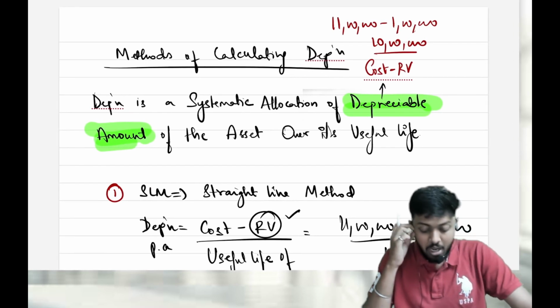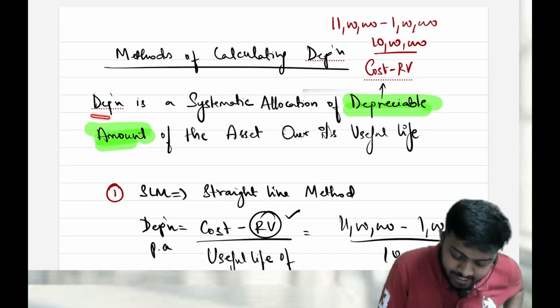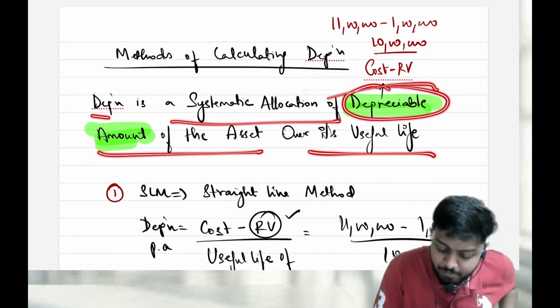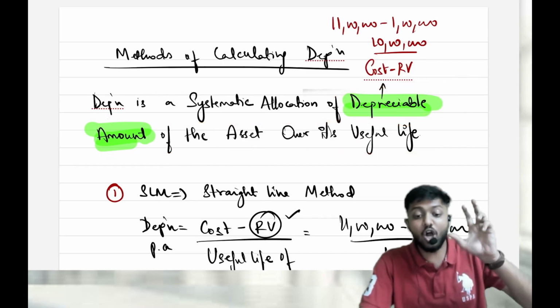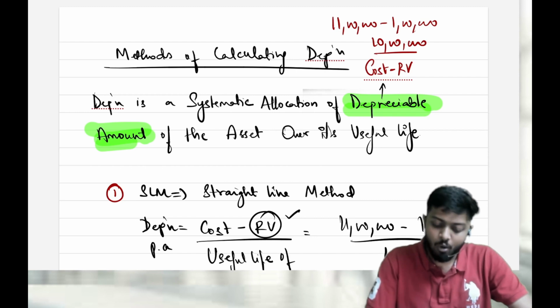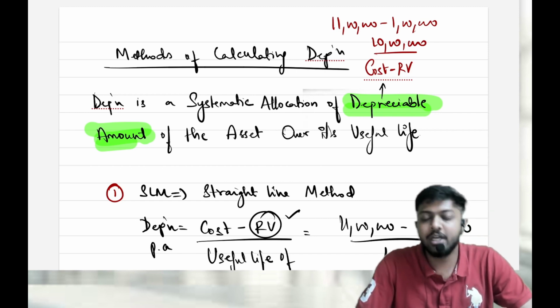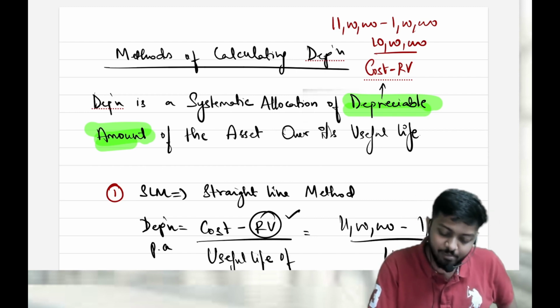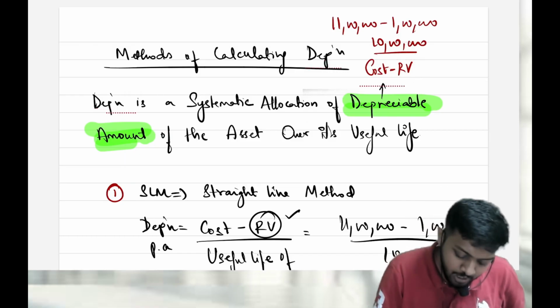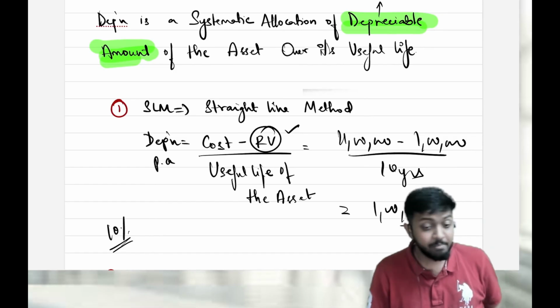Now, we already read that depreciation is a systematic allocation of the depreciable amount of the asset over its useful life. What is the depreciable amount? Depreciable amount is the cost of the asset minus residual value. What is residual value? At the end of the useful life, whatever money the asset fetches is called residual value. So cost minus residual value will be your depreciable amount.